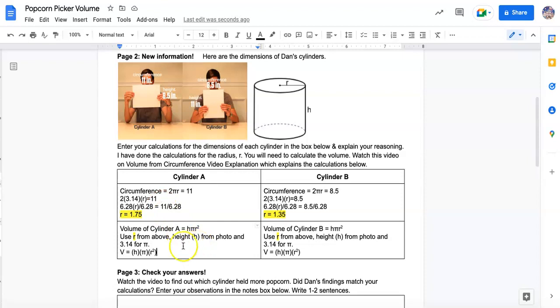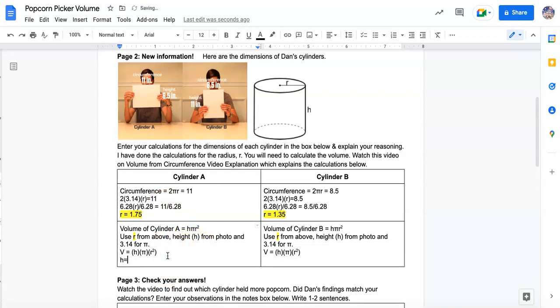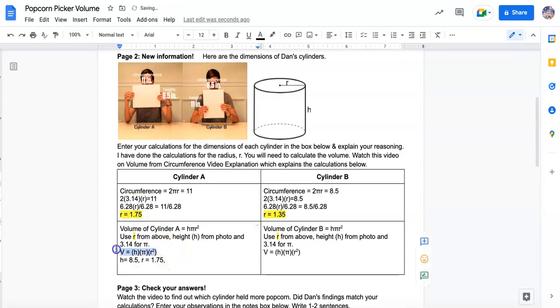So you have your height already. So I'm going to put that down here that the H is 8.5. I already calculated the radius, but I'm going to review that. For cylinder A, it's 1.75. And then pi would be 3.14. So I'm going to go ahead and plug those in here. Copy and paste again. H, 8.5. Pi, 3.14. And then the radius is 1.75, and we're going to square that.